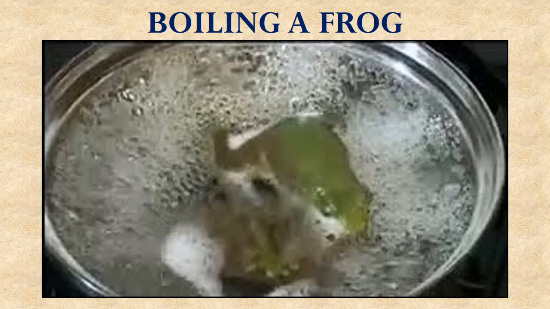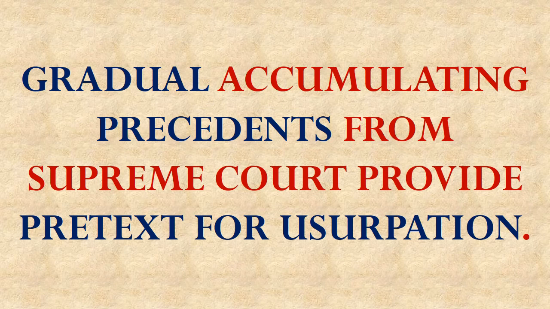Well, that's the idea that Brutus thought would happen with the courts expanding Congress's power. They would do it so gradually over time that by the time people realized what was going on, it'd be too late. So this gradual accumulation of judicial precedents coming from the Supreme Court would provide the pretext or the excuse for Congress and the national government as a whole to expand its power and take reserved power from the states, or in other words, usurp, illegitimately getting power that doesn't belong to them.